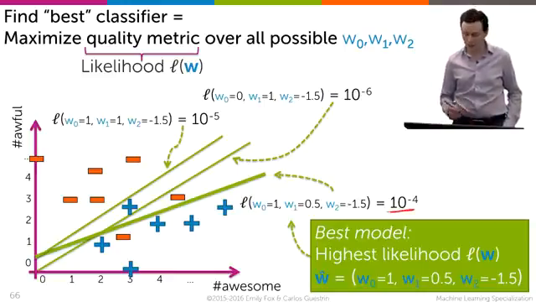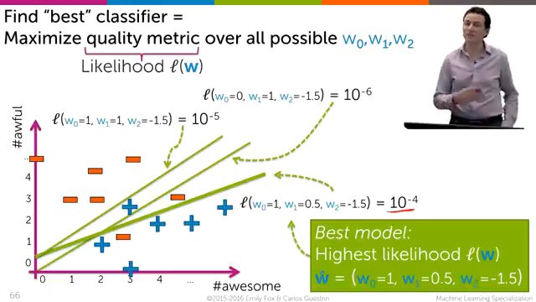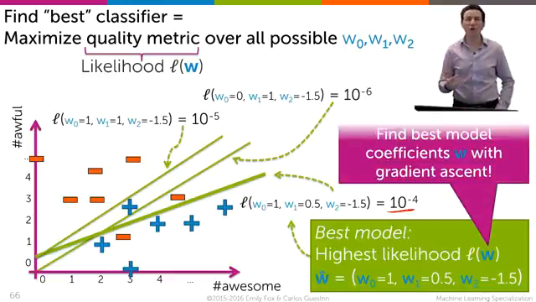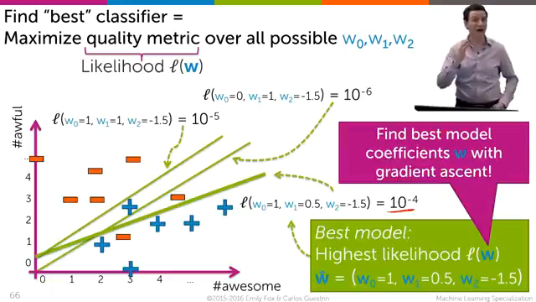And so we would like an approach that will actually search for the possible values of W to find that best line. And as we'll see in the next module, we'll use a gradient ascent algorithm to find the set of parameters W that has the highest likelihood, the best quality.